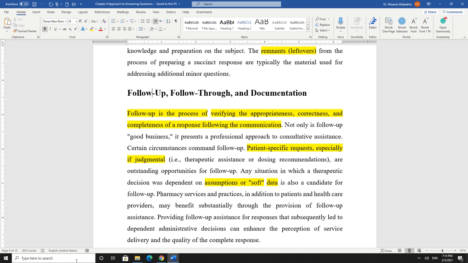Okay, for example, if you gave a judgment regarding something that is not really supported by scientific literature, I'll give you an example. Let's say someone is telling you, I'm not able to break the tablet, so what shall I do? So you suggest for this person a tablet cutter that can be purchased from the pharmacy. That's good. So after 2 days, you want to make sure that he was able to get this tablet cutter and he was able to cut the tablets in halves.